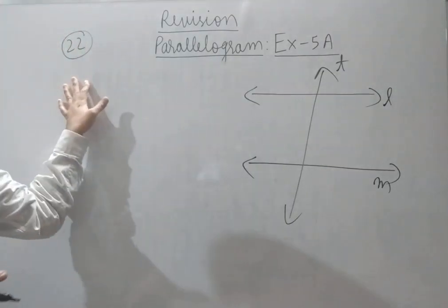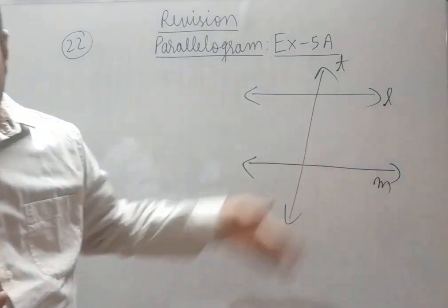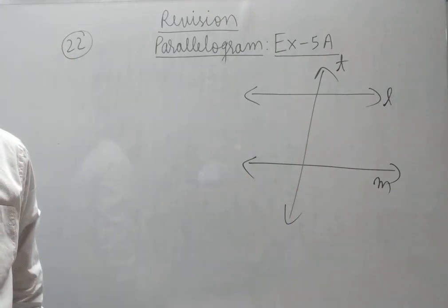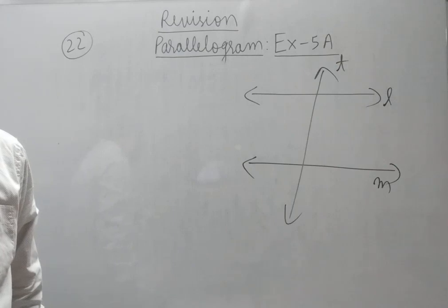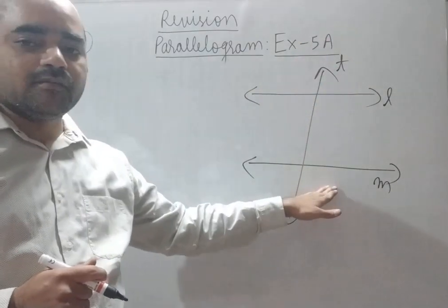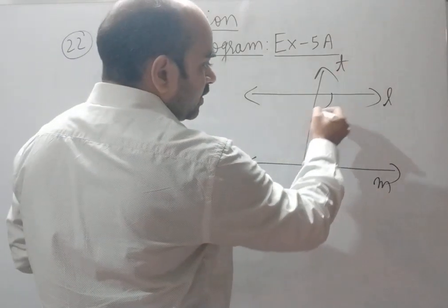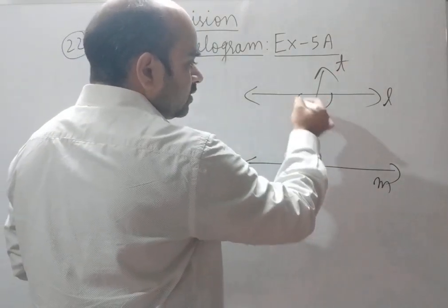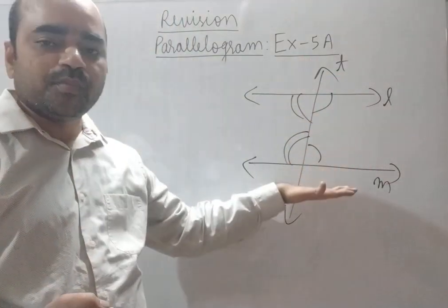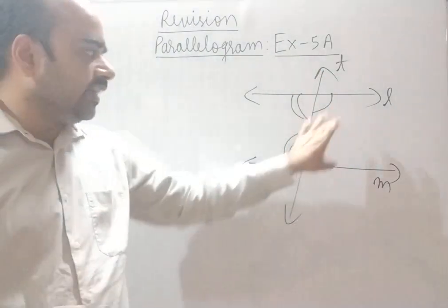Next is question number 22. One student asked also. Question number 22: if a transversal intersects two parallel lines, prove that the bisectors of two pairs of internal angles enclose a rectangle. See, when this transversal is intersecting the parallel lines, we have two pairs of internal angles. One is this pair and another one is this pair. Understood?